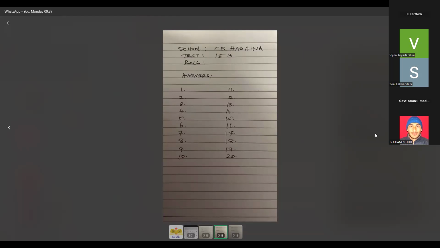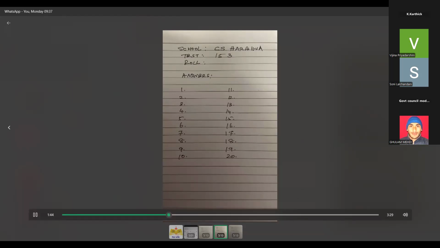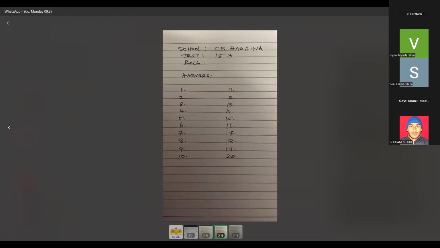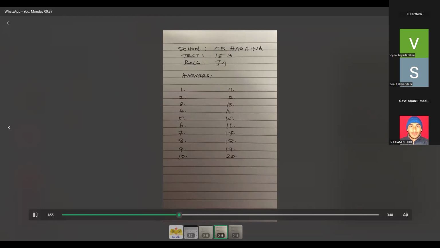Next thing is roll number. This roll number is as per the attendance. For example, if your roll number is 74, you write 74 like this. Whatever is the roll number that is given as per the attendance in your school, you should write this.